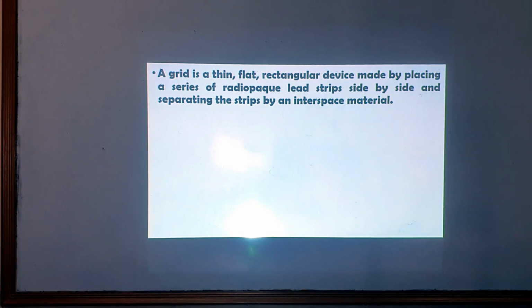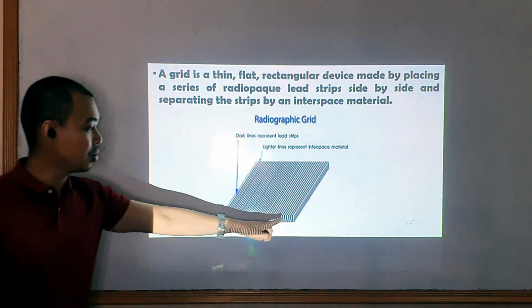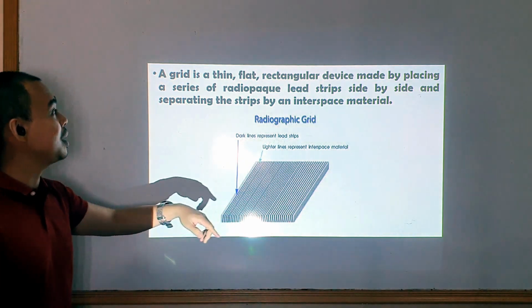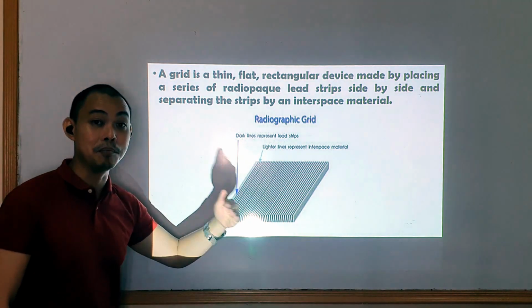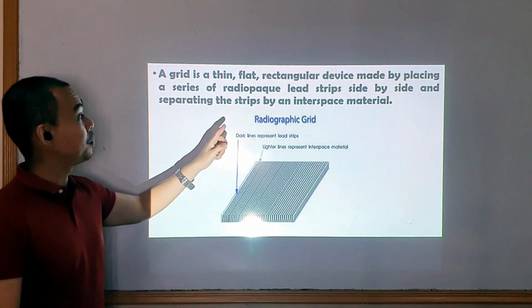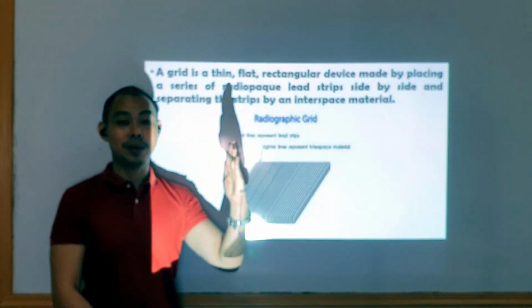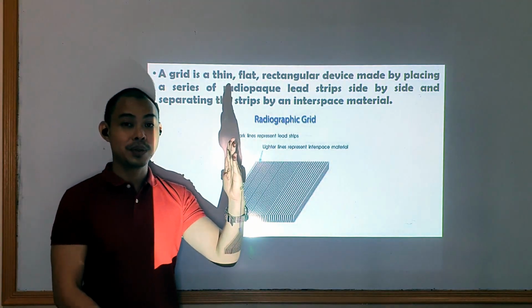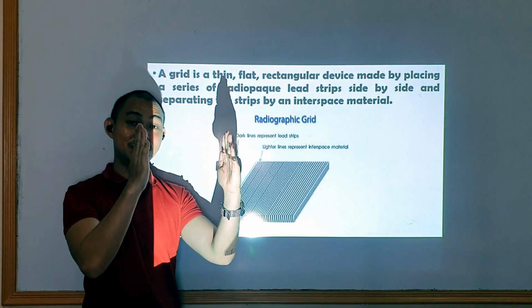So a grid is a thin, flat, rectangular device made by placing a series of radiopaque lead strips side by side, and separating the strips. So there is a separation between each strip by an interspace material. So you have your lead strip, interspace material, lead strip, interspace material, lead strip.